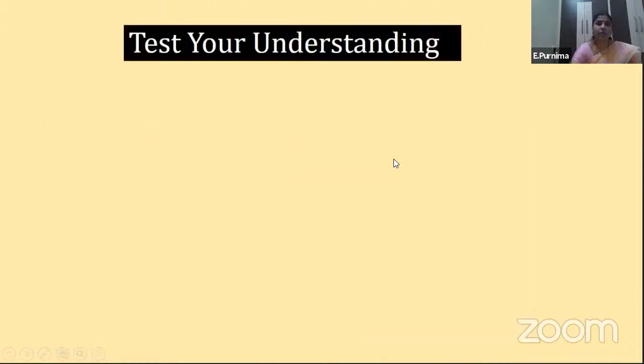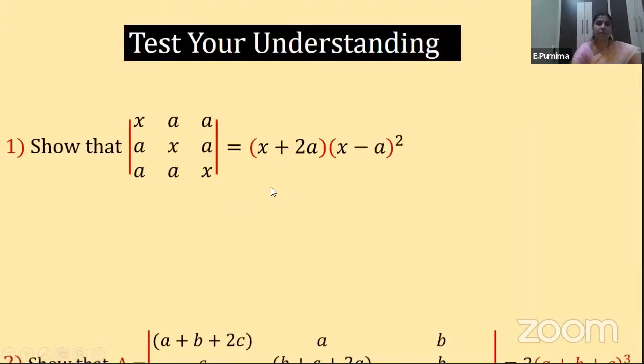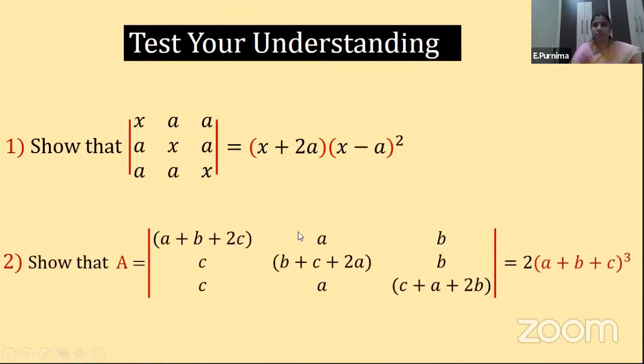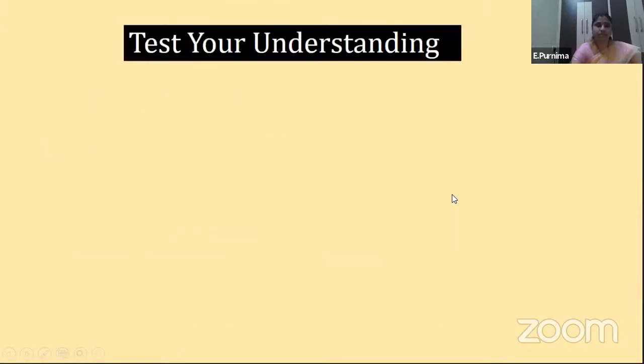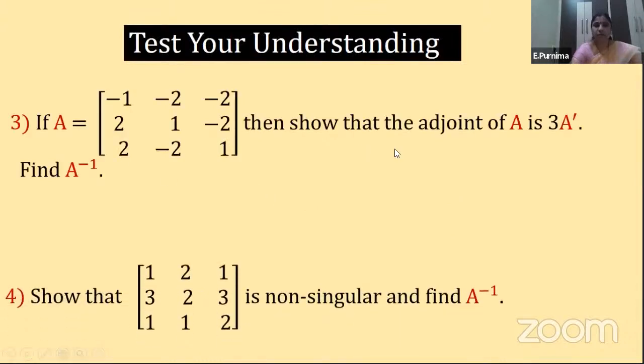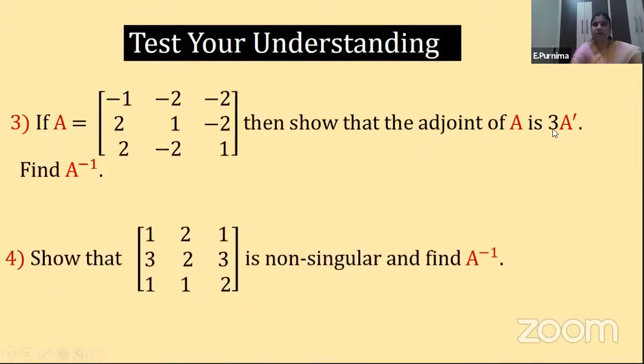Let me give you some questions, children. Show that the determinant is equal to this one, and this is another sum. The third one is a matrix given, and you are asked to show that the adjoint of A is 3 into A dash. Then find A inverse also, and show that this is a non-singular matrix. Then find A inverse. So these are the 4 sums given for understanding. Hope you understood, and hope you will do the sums.